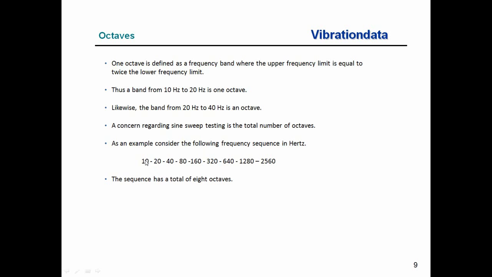here's how we can step up. So 10 to 20 Hertz, that's 1 octave. And a second, third, fourth, fifth, sixth, seventh, eighth. Well, 2000 Hertz is more than 7 octaves, but it's less than 8 octaves. So how many octaves is it? Well, what's the formula?